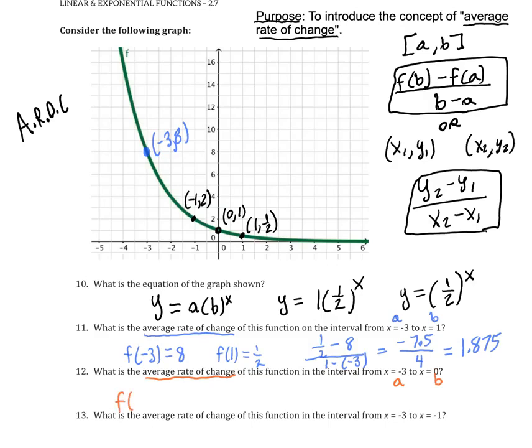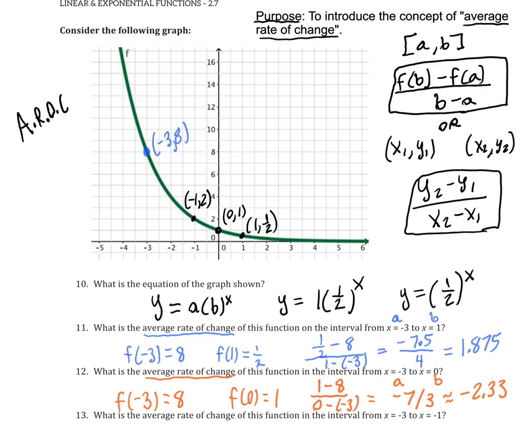So f of negative 3 we already know is 8, and f of 0 is 1. So this time we're looking at f of b, which is 1, minus 8 divided by 0 minus negative 3. And so that's going to be negative 7 divided by positive 3, because minus and minus becomes plus. And so rounding that, that's approximately negative 2.33.